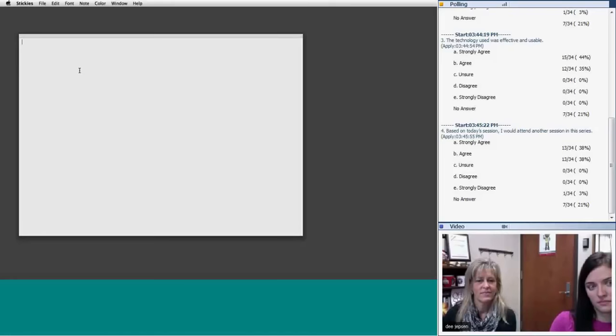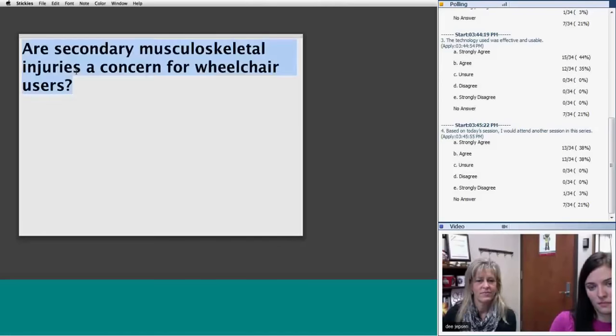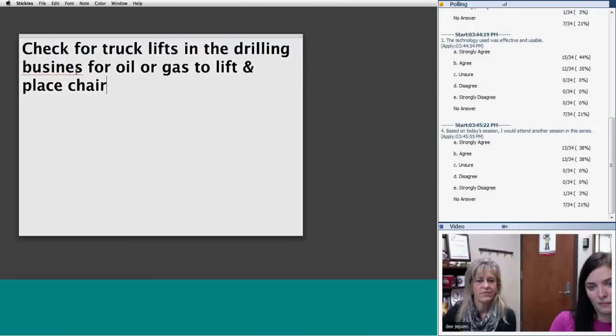There was a comment that came in. It was: check for truck lifts in the drilling business for oil or gas to lift in place chair.